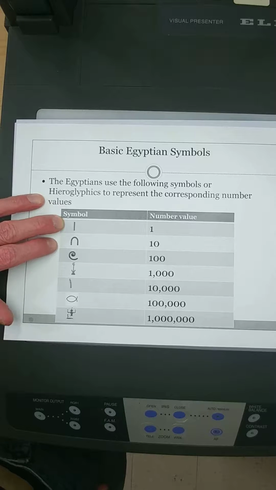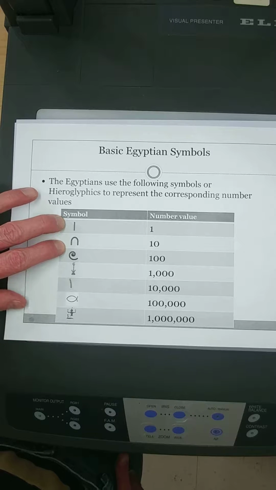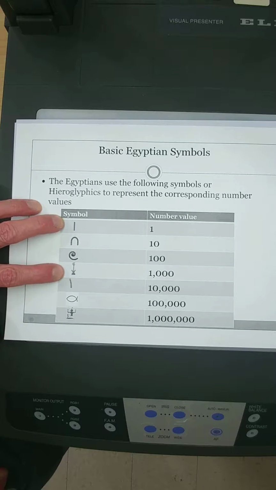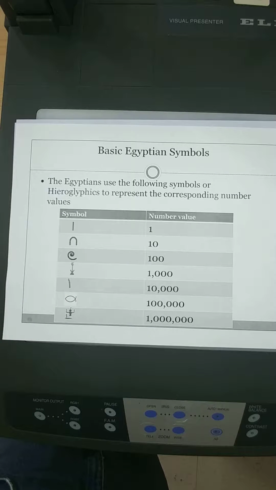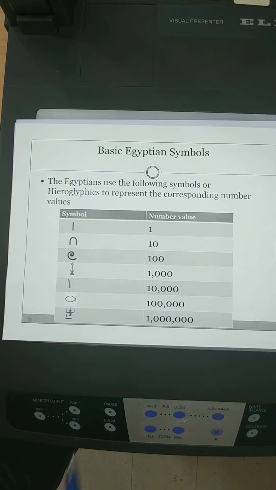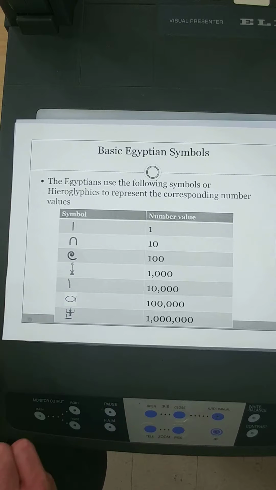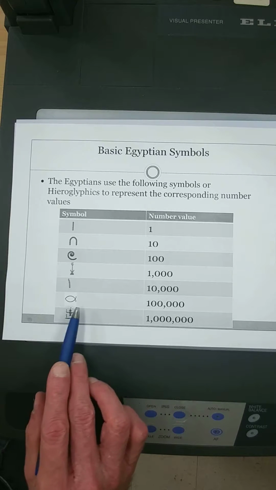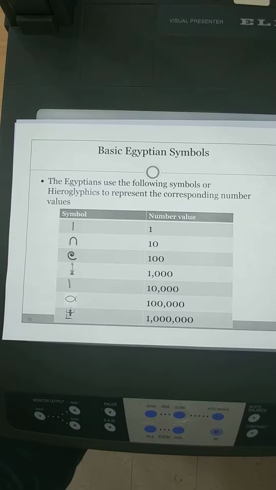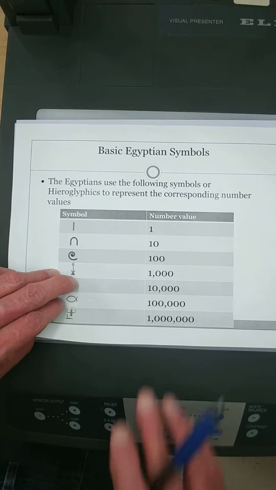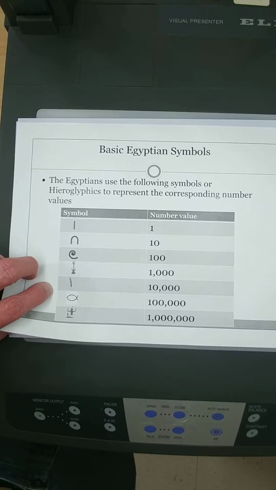A staff was 1, the heel bone, which looks like a horseshoe, was 10, a coil of rope was 100, a lotus flower was 1,000, a pointing finger, 10,000, the fish or the tadpole, depending on where you go on the web or what book you reference, sometimes that varies a little bit. The fish is a little easier to draw, so I usually stick with it. And then the astonished person, the guy with the hands raised in the air, is 1,000,000. These charts, if you need more time to copy them, you can pause. They're awesome in the PowerPoint, but I'm going to go ahead and move to an example.